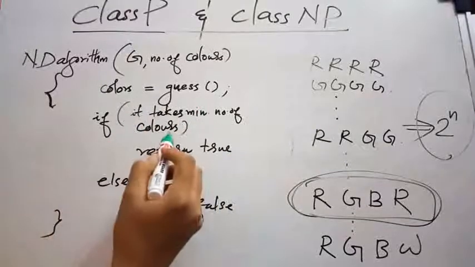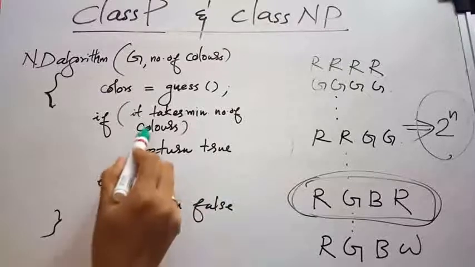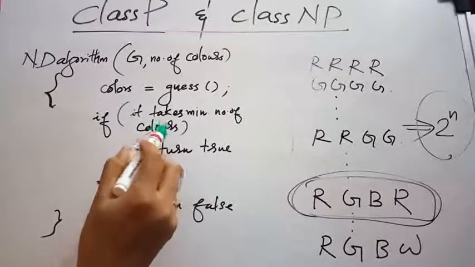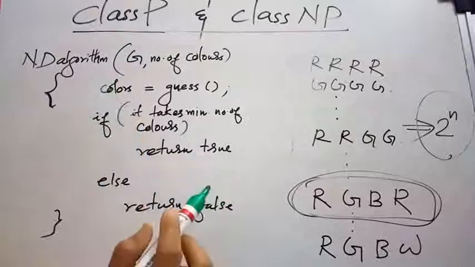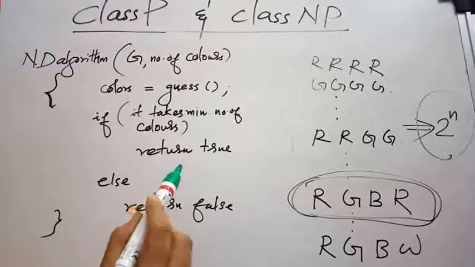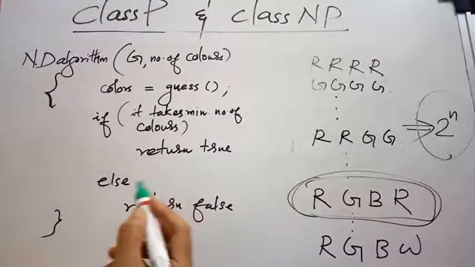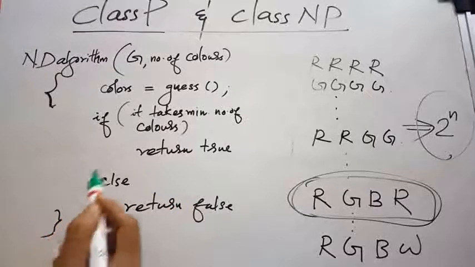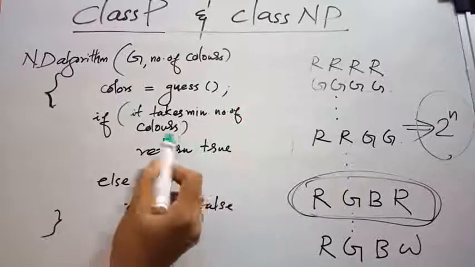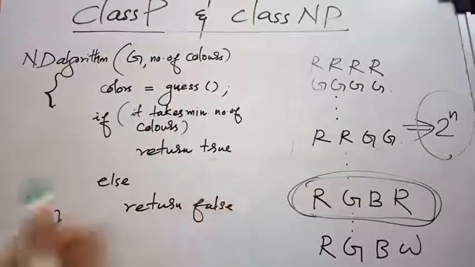How can we check? Using the adjacency matrix we can check whether it satisfies the problem's condition. First of all, we have to color the graph in such a way that no two adjacent nodes have the same colors, right? So we are checking that using the adjacency matrix. If it takes the minimum number of colors, return true, else we have to return false.